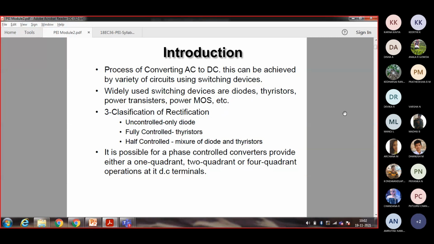So if you want to go for the fully controlled rectifier, then we can go for some thyristor, where thyristor is mainly for controlling purpose, as we have discussed in the previous session. We can control the operation. And similarly, there's a mixture of diode and thyristor where it is half controlled, because diode is not at all controlling, thyristor is fully controlling. If we put them together like a hybrid, diode and also thyristor, we will call them half controlled rectifiers. So these are the major three classifications of the rectifiers.